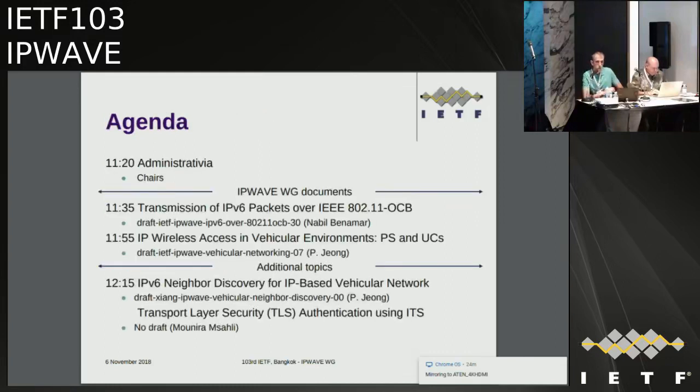So this is the agenda for today's session. We'll do some administrative stuff at the beginning, and then we'll focus on the main two working group documents: the one about IPv6 over 802.11 OCB, and then the problem statement and use cases document. And then, time allowing, we will have a short presentation on neighbor discovery for IPv6 and another one on TLS using ATS, but this is time permitting.